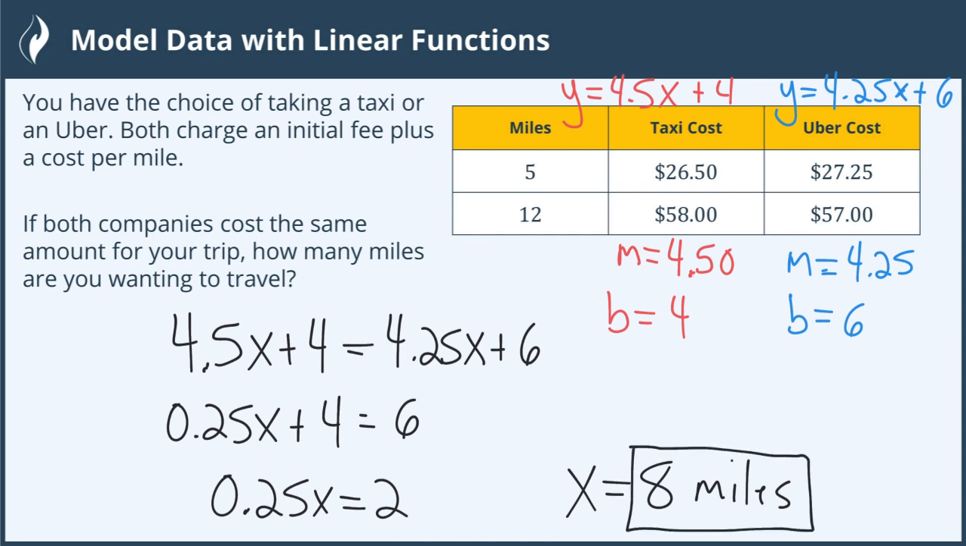Now, you can check this. To do that, you would plug 8 in for the x in the taxi and find out how much it costs. And you would plug in 8 for the x for the Uber and find out how much it costs. When you plug it into each one, you see that the taxi would cost $40 and the Uber would cost $40 if you travel 8 miles. So you can confirm that 8 miles is the distance at which the two services have the same cost.